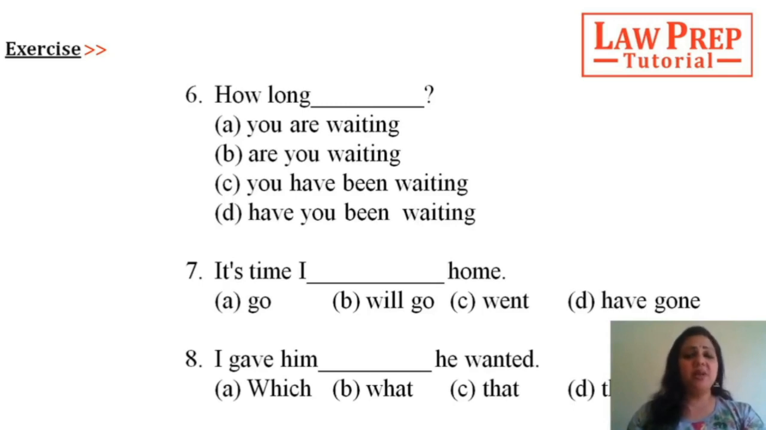Next question. I gave him dash. Now, I gave him all that he wanted. I gave him what he wanted. Which is a relative pronoun used for identification or selection. That is used for identification and selection, but it's used for person and thing both, with some conditions followed. That and which are not used together. So I'm using the answer, I gave him what he wanted.